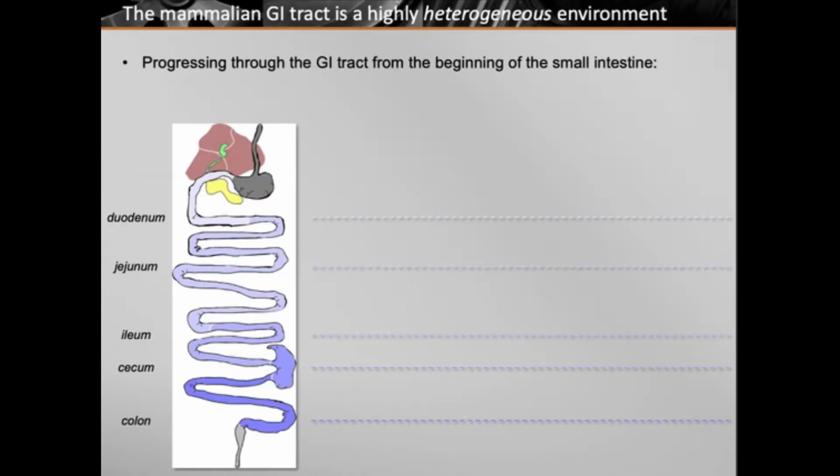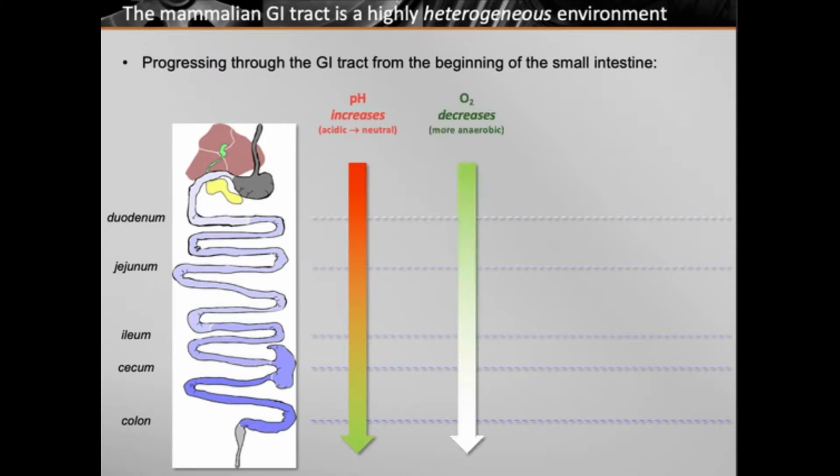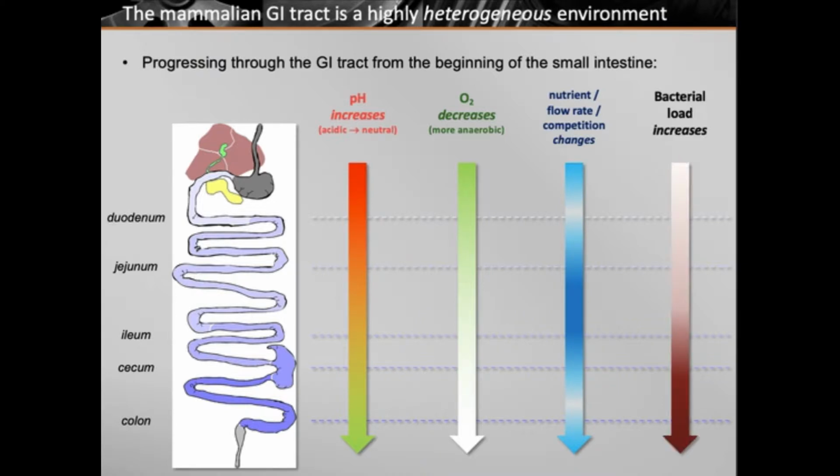So as we go down through the GI tract, like I said, pH is changing. It's going from acidic to neutral. The O2 is decreasing. It's becoming more anaerobic. The nutrient level and the flow rate are changing, and the bacterial load is generally increasing. So we're starting off at 10 to the 1, going to 10 to the 12, and what's there is different.